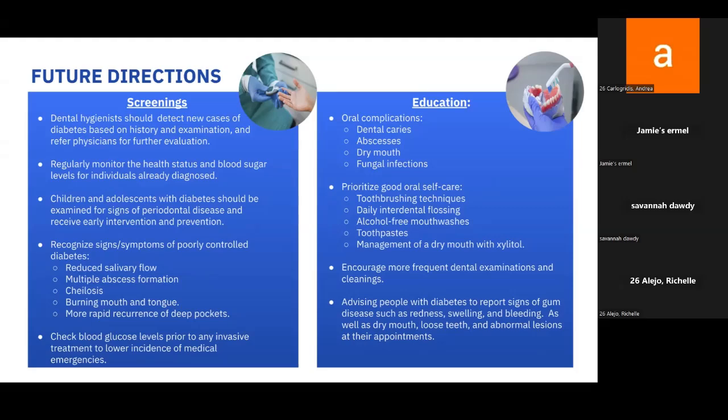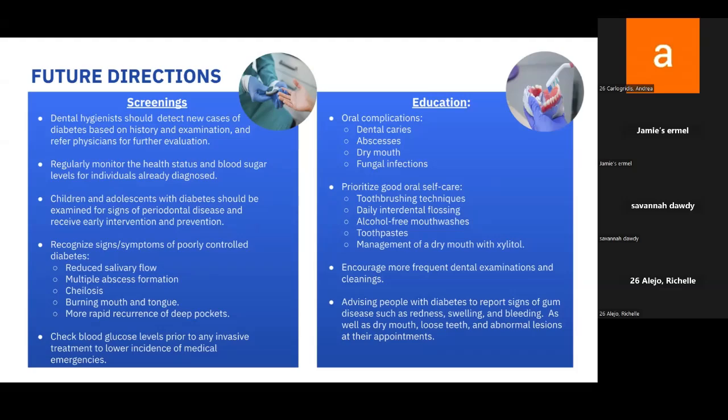Elevated blood glucose levels can increase the amount of sugars available to the bacteria in the mouth, leading to more cavities. Abscesses can develop due to the gum's heightened response to plaque that potentially can cause alveolar bone loss. Dry mouth is common in poorly controlled diabetes and can increase the risk of oral candidiasis and cavities. Additionally, people with high blood glucose or on antibiotics are more prone to fungal infections. By educating patients about these complications, we can help them focus on prioritizing their oral self-care.